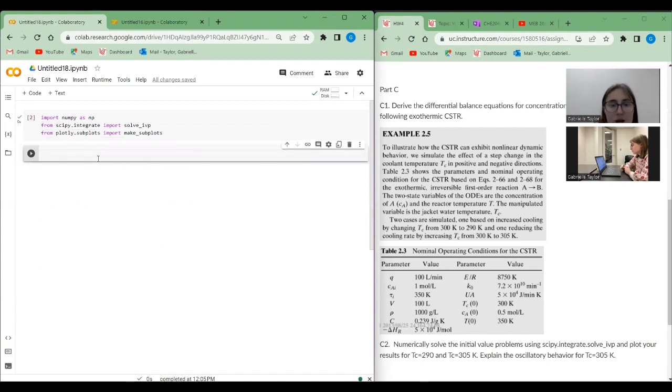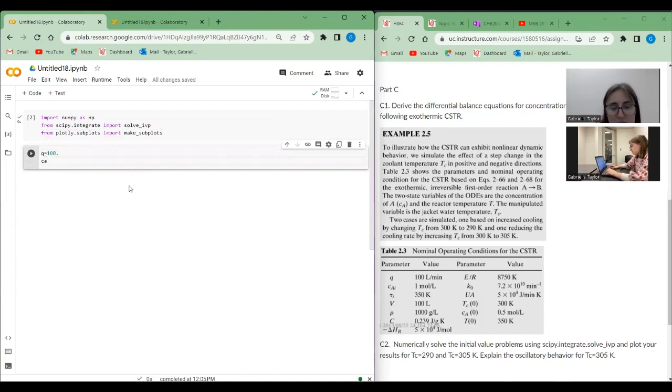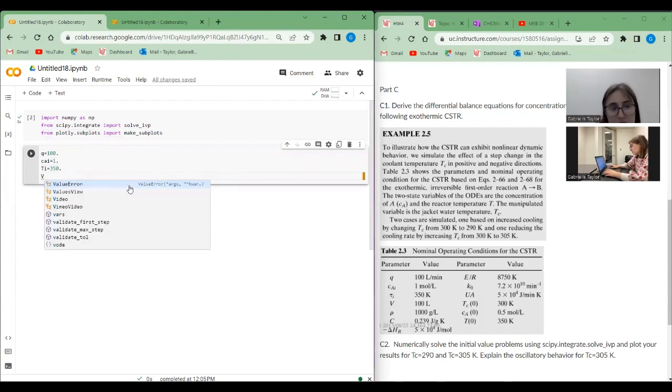Okay, so the first thing that we want to do is put in our initial values. You can see the example on table 2.3 gives them to us. So we have our Q, which is our flow rate, and it's going to be 100. Then we have our initial concentration, which is 1. And then we have our initial temperature, which is going to be 350. Our volume is going to be 100.